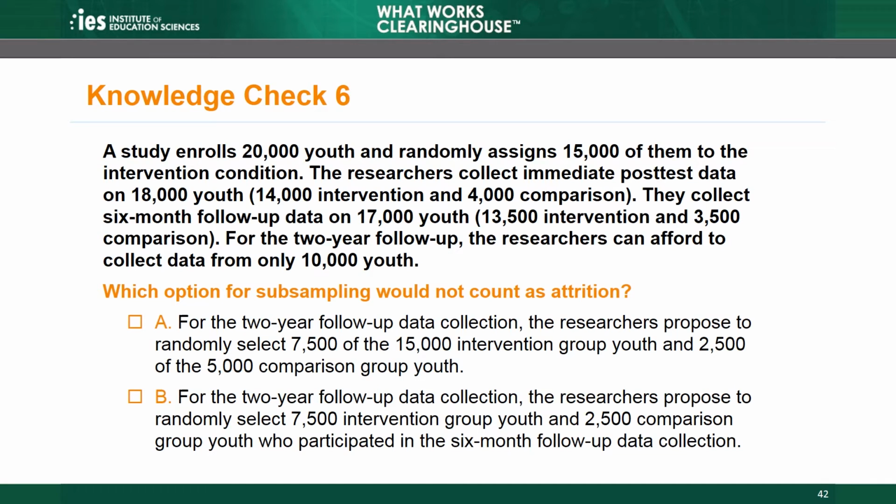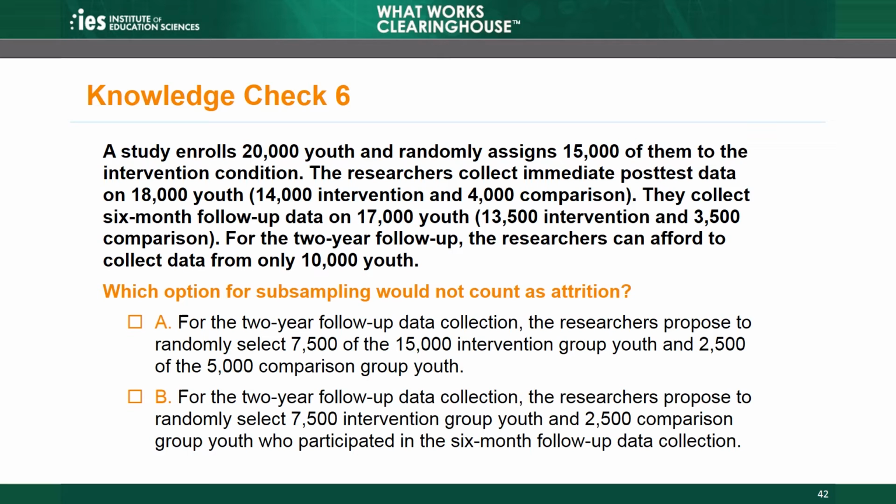Knowledge check 6. A study enrolls 20,000 youth and randomly assigns 15,000 of them to the intervention condition. The researchers collect immediate post-test data on 18,000 youth, 14,000 intervention, and 4,000 comparison. They collect 6-month follow-up data on 17,000 youth, 13,500 intervention, and 3,500 comparison.